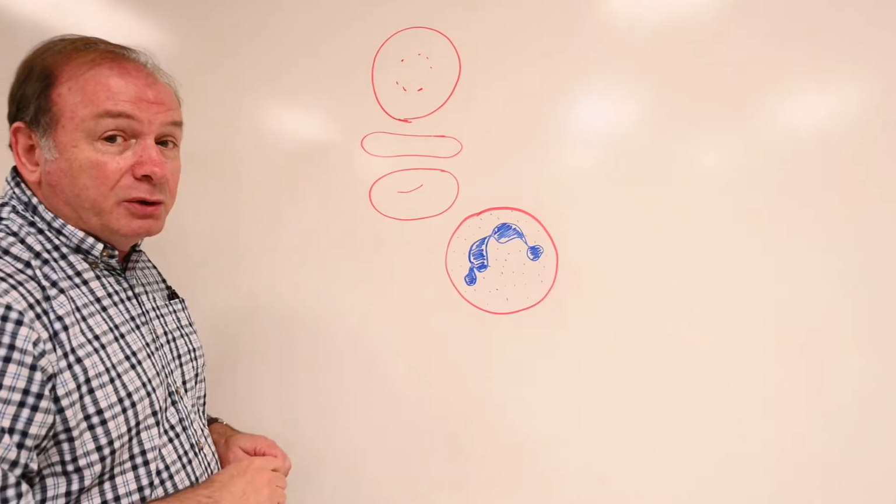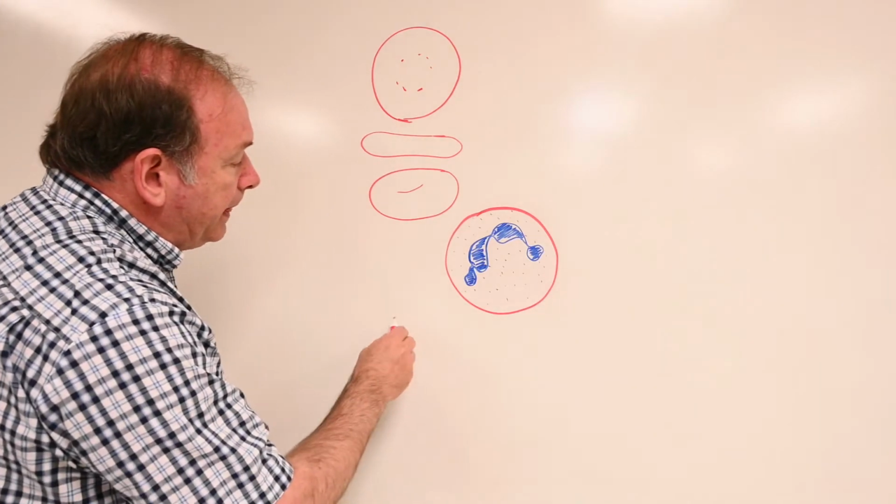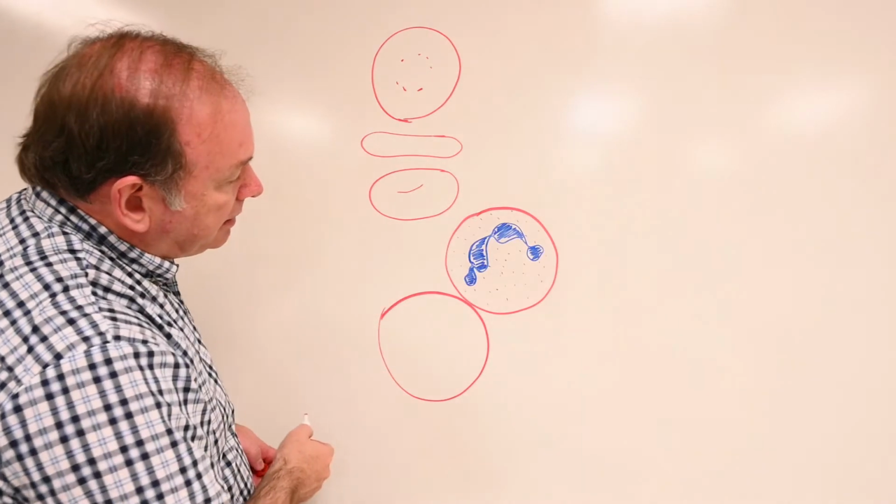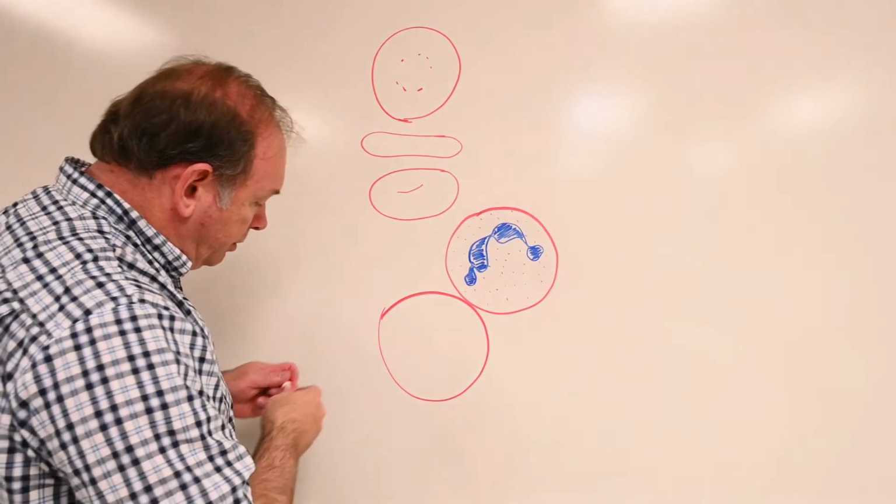Next, I'll do my eosinophil cell. It's about the same diameter, same size. I've drawn it here a little bit bigger, didn't mean to, but that'll do.